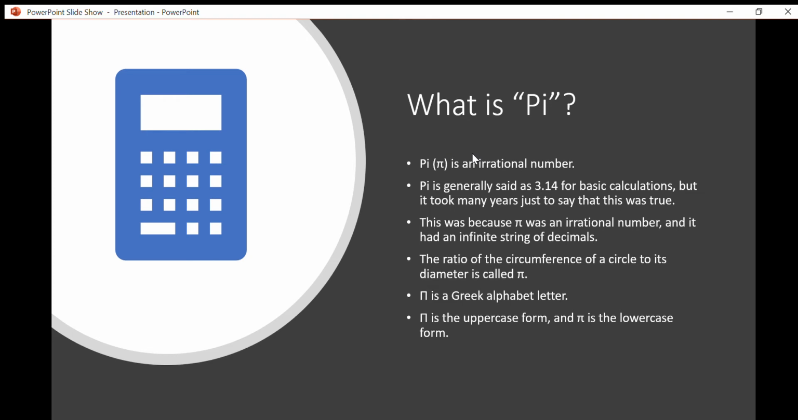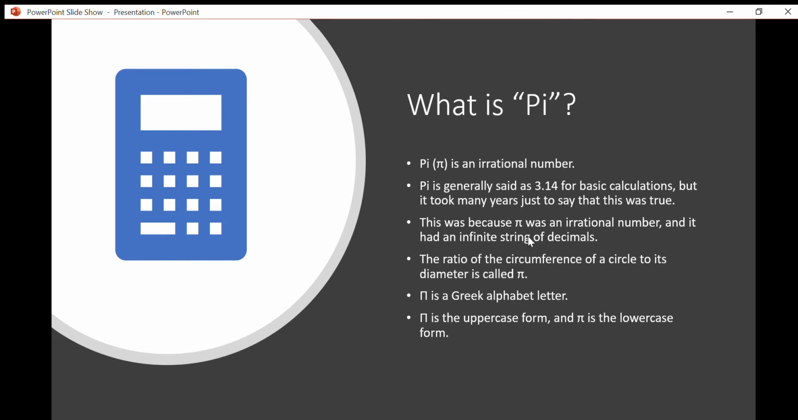For those of you who don't know what an irrational number is, it is a number that has an infinite number of decimal values that come after it. So pi is generally said as 3.14 for basic calculations, but it took many years just to say that this was true, because you will find out later why. This was because pi was an irrational number and it had an infinite string of decimals. Later in this video, you'll find out how people found out the values of pi.